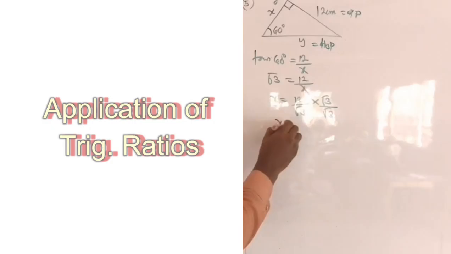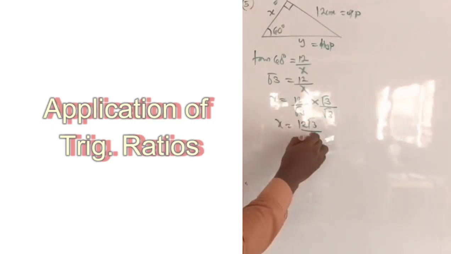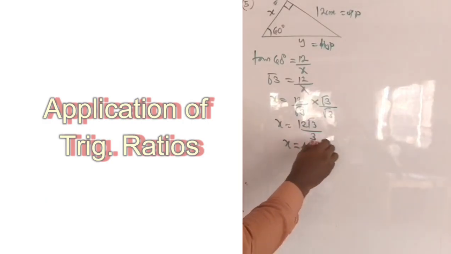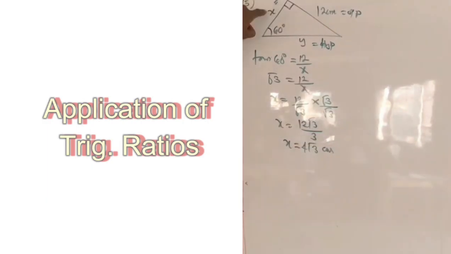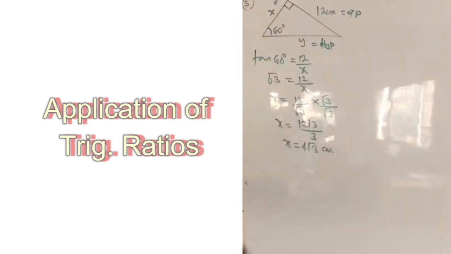So this is now solved. 12 times root 3, 12 root 3. Root 3 times root 3, 3. 3 in 12, 4. So what's x? 4 root 3 centimeters. Now that we now know x, we know this side. Two sides are now known. To get y, you can now apply what? Pythagoras theorem. But don't waste your time.